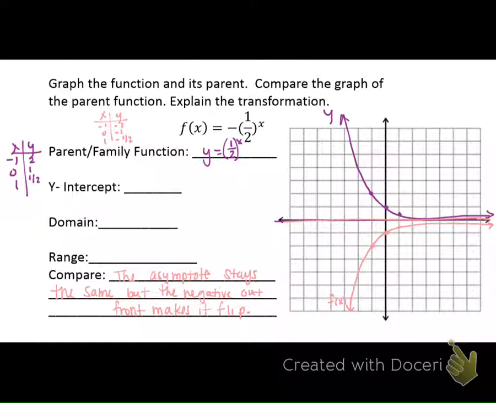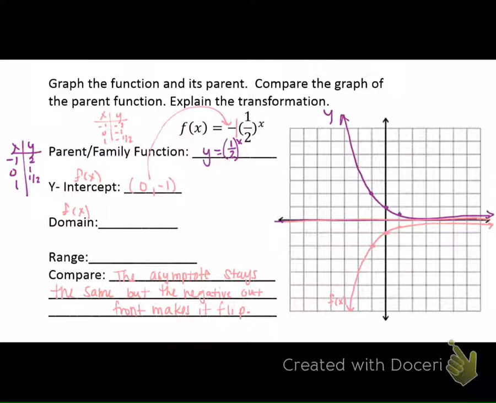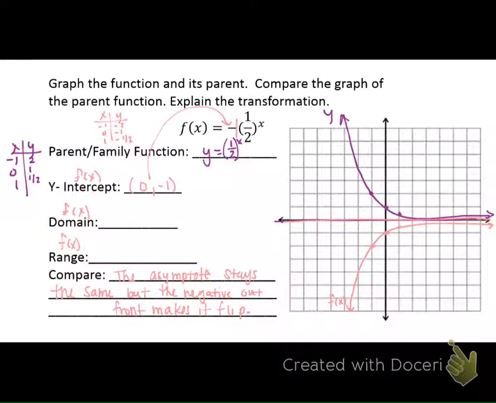So what is my y-intercept? Vivian, what's the y-intercept of f of x? Well, we write that as an ordered pair, 0, -1, which makes sense because this is -1 out front. Kelly Kavanaugh, what is the domain?